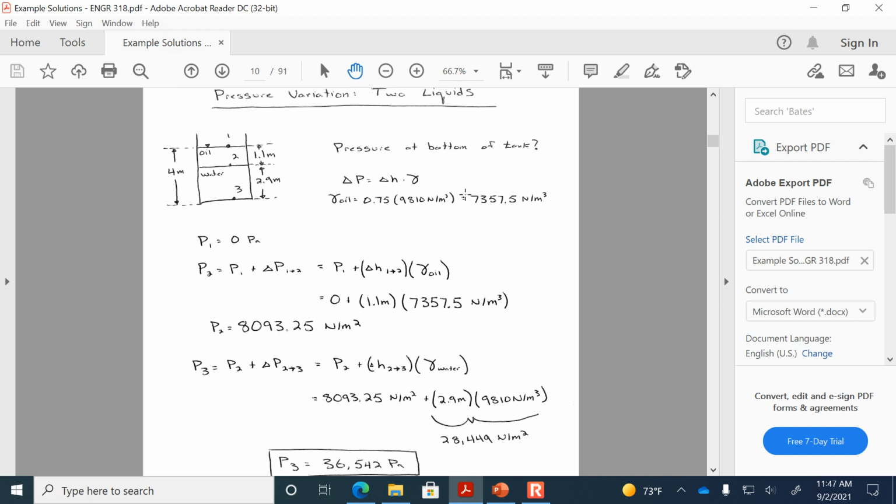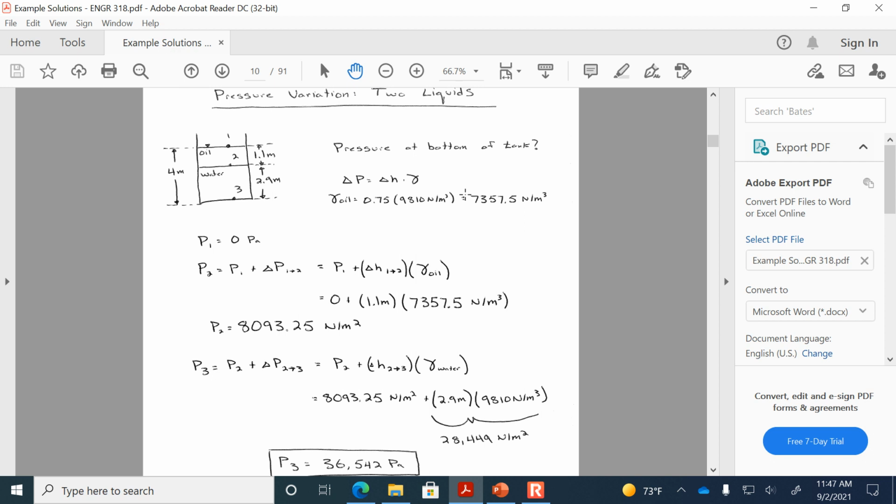Do we have the oil characteristics? It told us that the SG of the oil is 0.75. So if we want to know the gamma of oil, that means it's the SG of oil multiplied by the gamma of the water. Very good. That's right. Okay, so 0.75 times 9810 newtons per meter cubed.